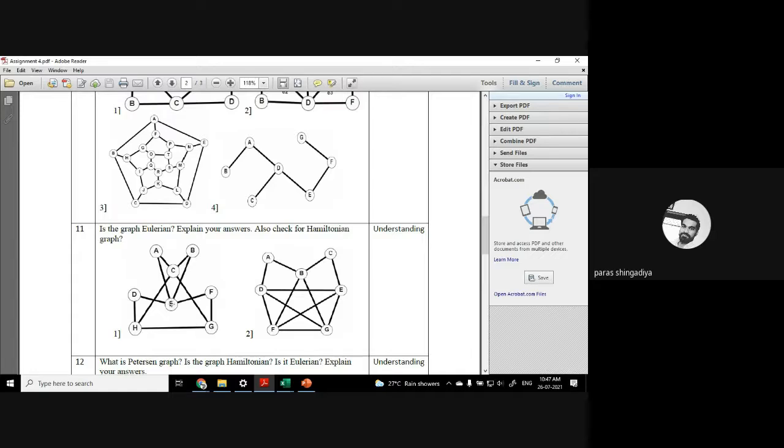Clear? Otherwise you can consider E, B, C, H, D, and this vertex will repeat again. So in any case, it is not possible to make one circuit which covers every vertex exactly one time. Therefore, it is not a Hamiltonian graph. You can write as a conclusion that this graph does not contain a Hamiltonian circuit. This is your conclusion for the first graph. Is it clear?